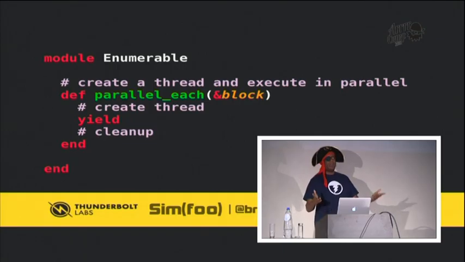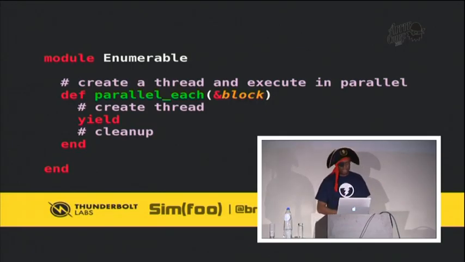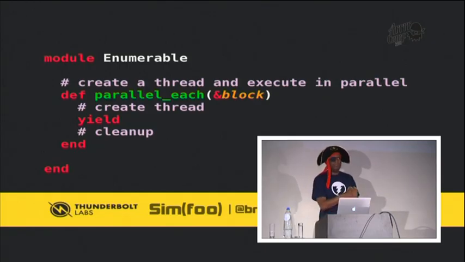What wrong can come out of overriding enumerable? So I said, let me come up with this concept called a parallel each. I'll have a regular each with a block to it, and I'll basically create a thread, I'll yield, and then I'll have my cleanup. Don't do this. It'll solve a lot of problems for you right now, but this is not a solution for pretty much any problem you're going to have.